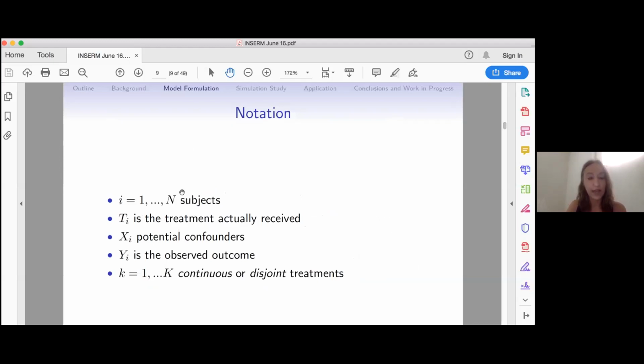Okay, so if we have n patients, i from 1 through n, T_i is the treatment the patient i actually received. X_i is their entire set of potential confounders. And Y_i is the observed outcome of interest. For us, that's mortality. We can make that binary. And then we have K, either continuous or disjoint treatments. Continuous in the ordinal case or the continuous case, disjoint in the multinomial case. Right, so 3 different vasopressors are 3 disjoint treatments.